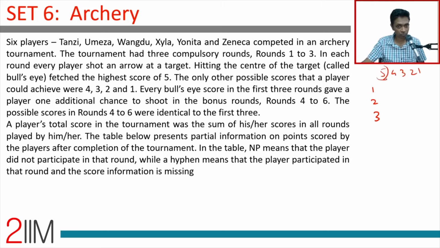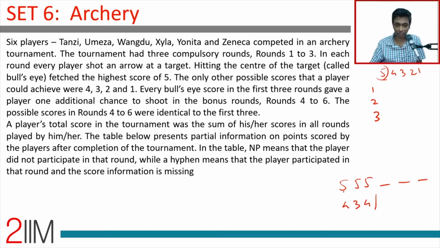5 is called bullseye. Every bullseye score in the first 3 rounds gave a player 1 additional chance to shoot in the bonus rounds, 4 to 6. The possible scores in rounds 4 to 6 were identical to the first 3. So if you get 3 bullseyes, you get 3 more shots. If you get no bullseye, you have only 3 rounds to play. So far, so good. A player's total score in the tournament was the sum of his or her scores in all rounds played by him or her. The table below presents partial information on points scored by the players after completion of the tournament. In the table, NP means that the player did not participate in that round, while a hyphen means that the player participated and the score information is missing.